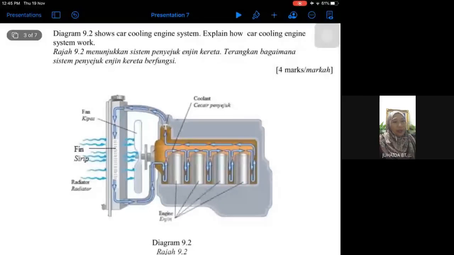Okay. Alright. So this is the car cooling engine system. Ni the radiator. So siapa yang present tadi? Bakish. Saya teacher. Okay, Bakish, can you roughly explain macam mana the water flow yang dalam ni before we answer in point form? You just explain roughly macam mana dia berlaku.